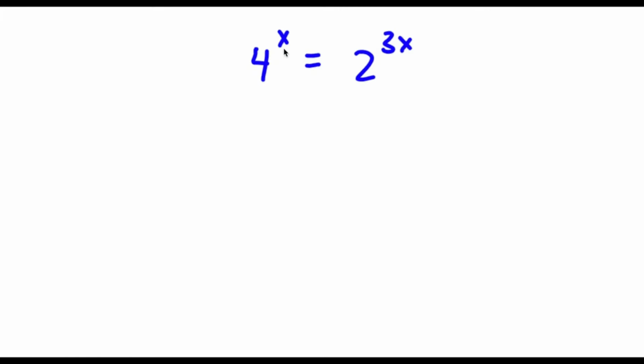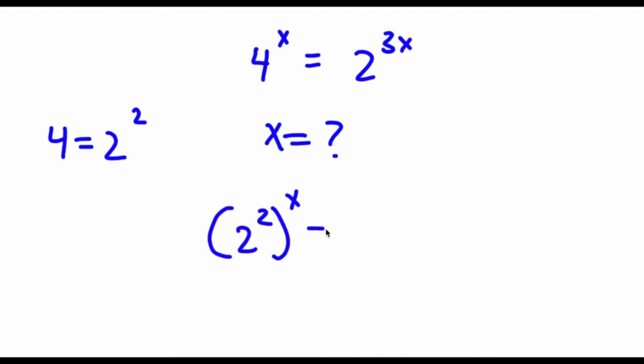Alright, so I have 4 to the power of x is equal to 2 to the power of 3x. So I want to find the value of x here. Now, first off, 4 is the same thing as 2 to the power of 2. So if I replace 4 with 2 to the power of 2, I get 2 to the power of 2 to the power of x is equal to 2 to the power of 3x.